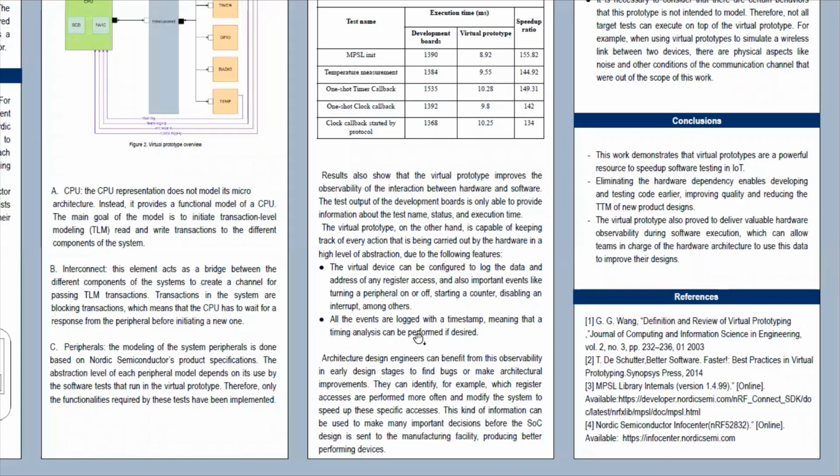In conclusion, and to summarize this presentation, this work demonstrates that virtual prototypes are strong tools and resources to speed up the software testing process in the IoT industry. It eliminates the hardware dependency, allowing for earlier development and testing, improving quality, and reducing time to market of new products. The virtual prototype delivers valuable hardware observability during the software execution, which allows hardware architecture teams to use this data to improve their designs and make better architectural decisions.